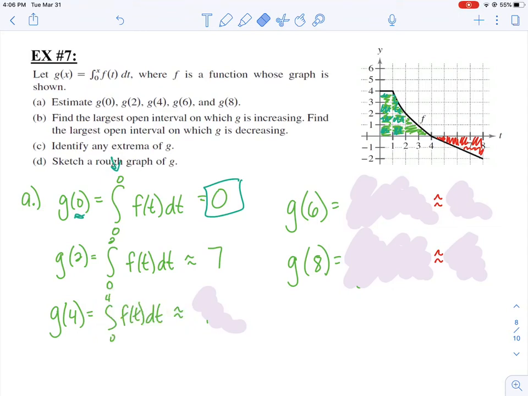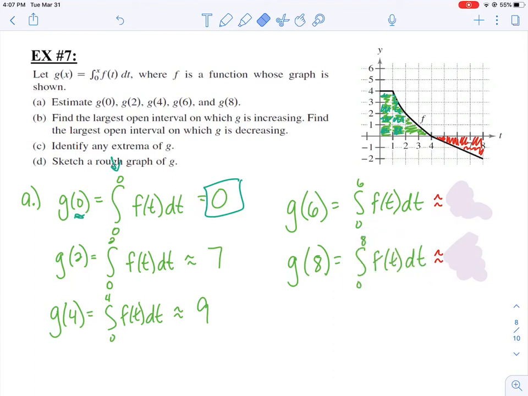G of 4 is the same thing as the area underneath the curve of f from 0 to 4. Counting up all those squares and estimating, I got a value of 9. So g of 4 is 9. I did the same thing for g of 6 and g of 8. Finding g of 6 is really the area underneath the curve from 0 to 6. Finding g of 8 is really the area underneath the curve from 0 to 8.